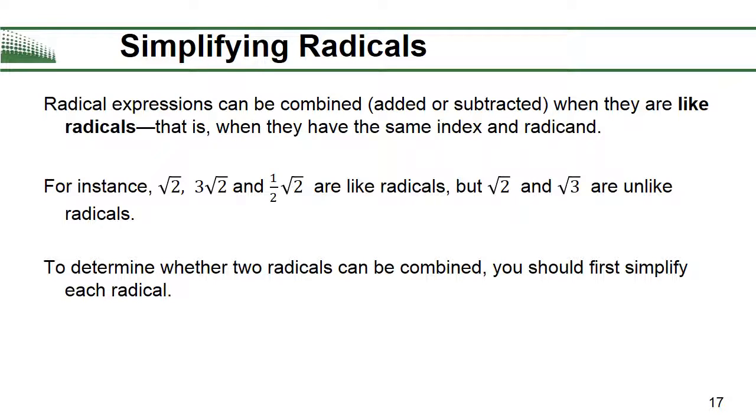Okay, a little bit more about simplifying radicals. Radical expressions can be combined, added, or subtracted when they are like radicals, kind of like terms. What that means is they have the same index and the same radicand. In other words, it's the same type of root, a square root, a cube root, whatever, and the number in the root has to be the same. For example, square root of 2, 3 square root of 2, 1/2 square root of 2, those are like. Square root of 2 and square root of 3 are not.